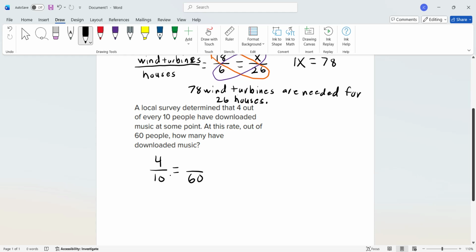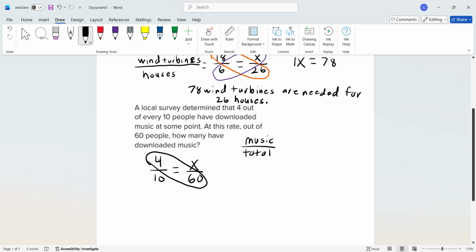So I just thought about it. If you think about it, we could say music, meaning people who have downloaded music, compared to total people. So I have 4 people who've downloaded music out of 10 total people. So now I need to find, for 60 total people, how many people have. So once again, I have my x, I have my total people of 60, and I have my proportion of 4 to 10. So now all we're going to do is just cross multiply.